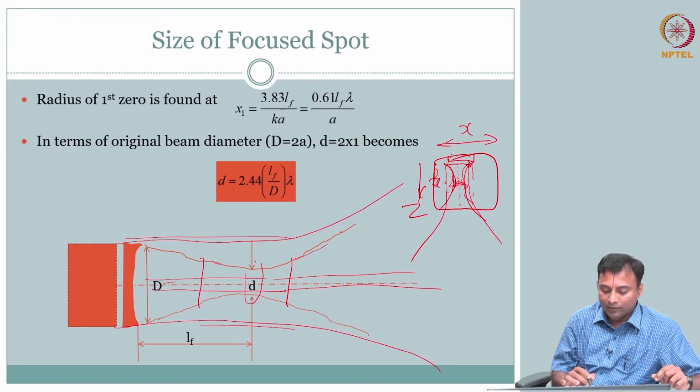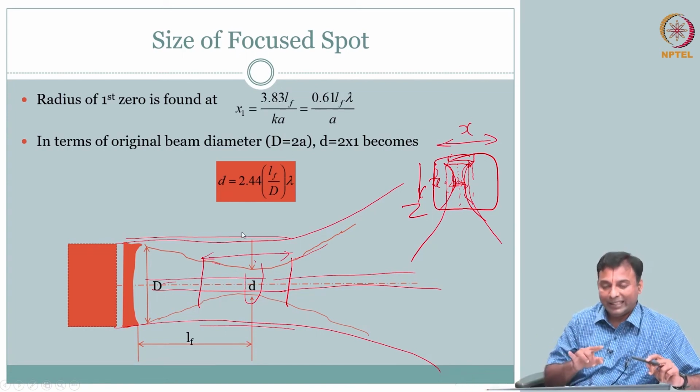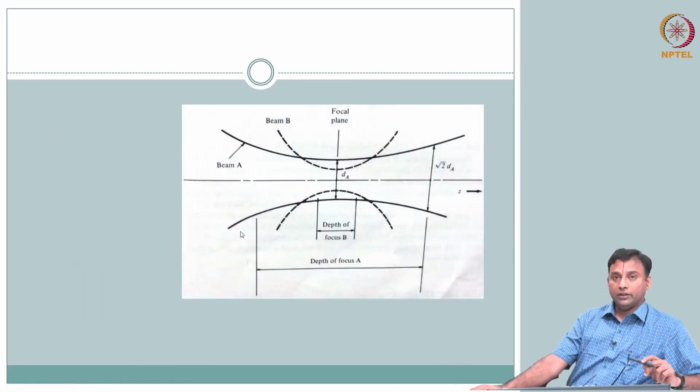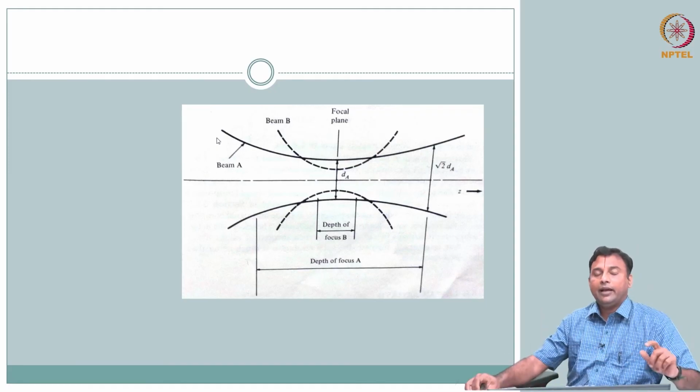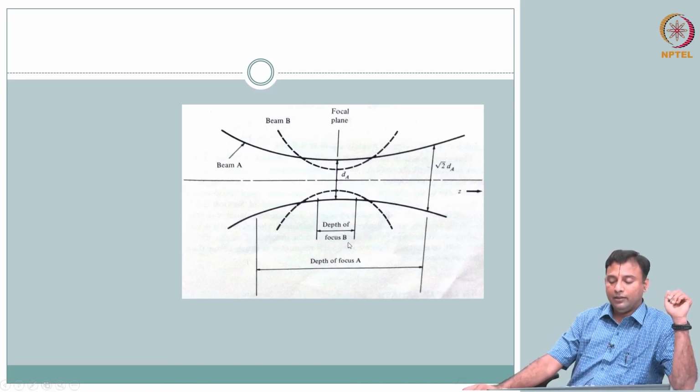This is called the depth of focus: the depth over which you can retain the focus. If I start to be aggressive with the lens, I can change the radius of curvature to make the focus as small as possible. I can do all that, but then your depth of focus suffers. So that is the trade-off.